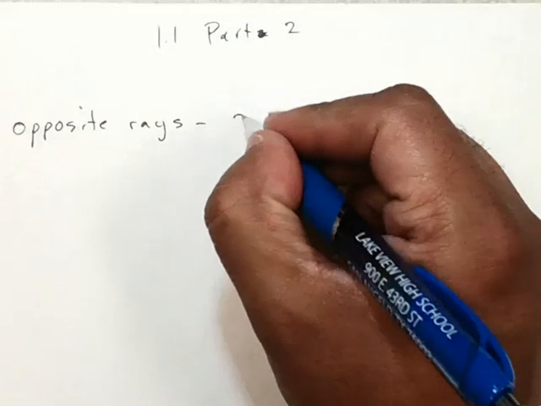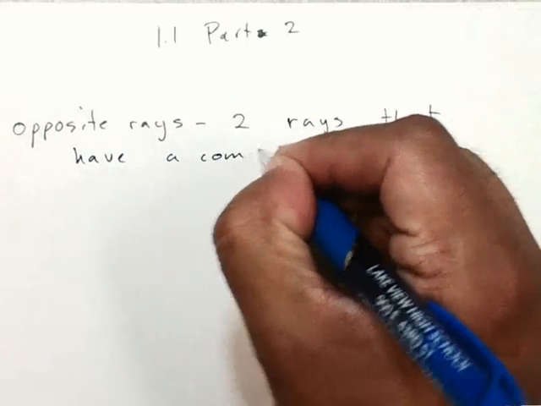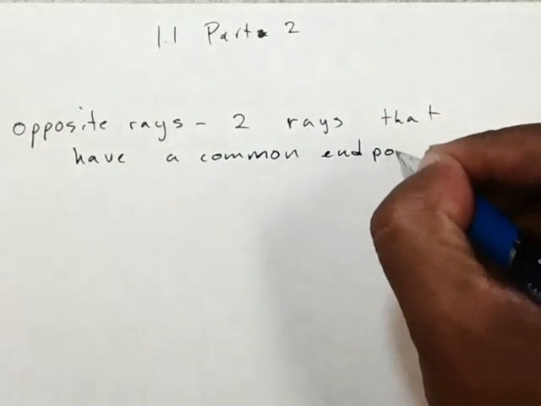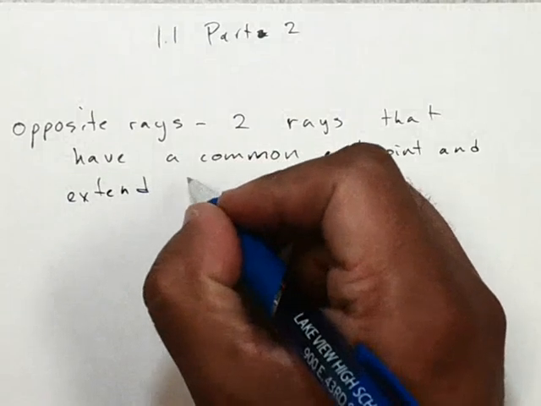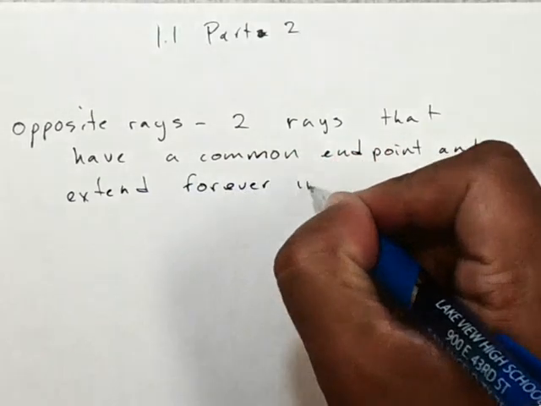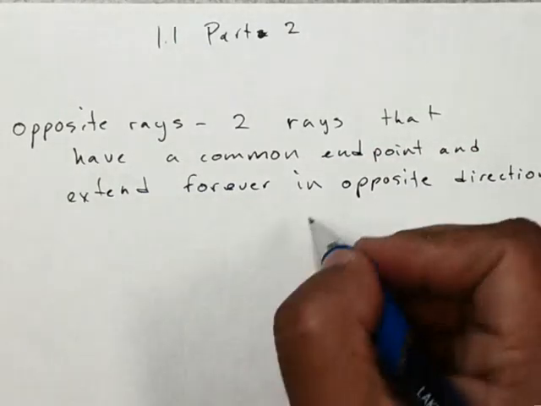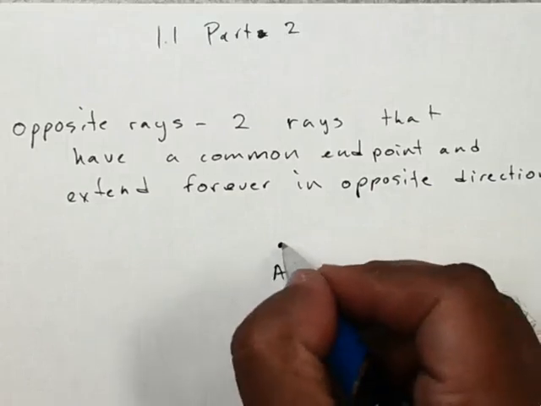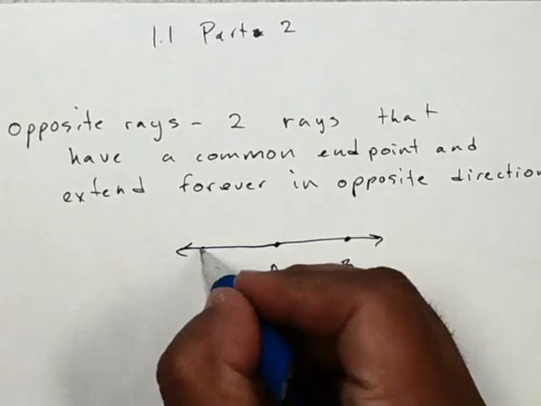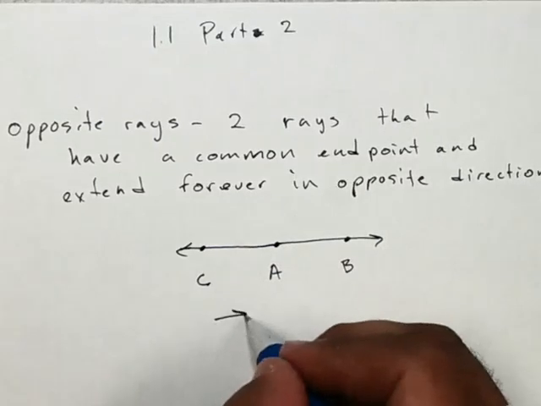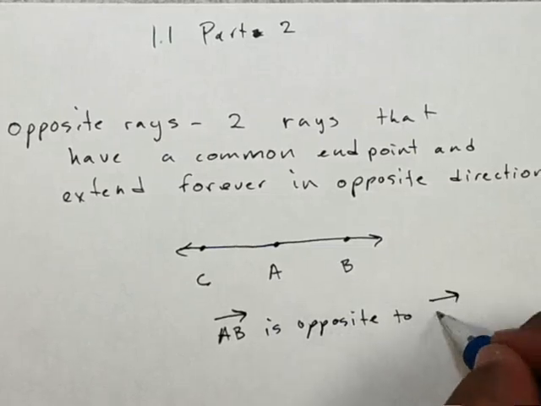All right, opposite rays are two rays that have a common endpoint and extend forever in opposite directions. Okay, so let's say we have a point, we'll call it A, and I have a ray going towards the right. So this would be ray AB, and then if I have another ray going to the left, and we'll just put a C there, I would say ray AB is opposite to ray AC.